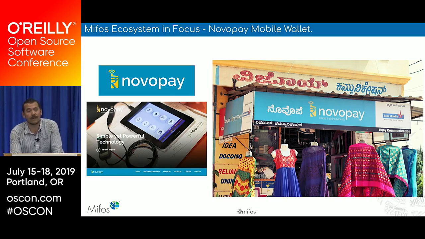And so they knew that to be a leader in an ever-growing and fast-paced mobile wallet market, they had to scale and innovate fast, and that they could only do that if they had a flexible technology system. And that's why they turned to Mifos.